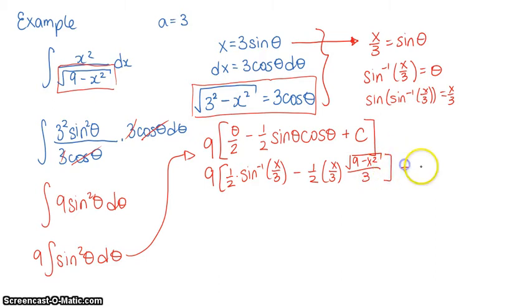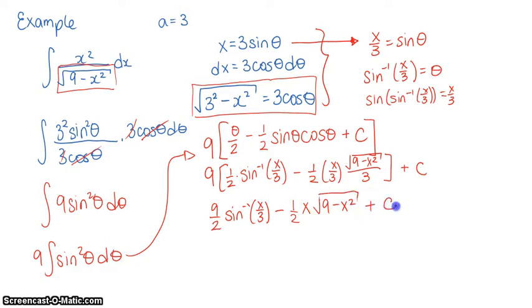Plus our constant. And the constant's times by 9, but it's still a constant regardless, so I'm just moving the constant out front. Now to simplify this down a little bit, you get 9 over 2 sine inverse x over 3 minus, and in this case here, that's 3 times 3 is 9 on the bottom, so that cancels out with the 9 on the outside, so you're left with just a half times x square root of 9 minus x squared plus c.